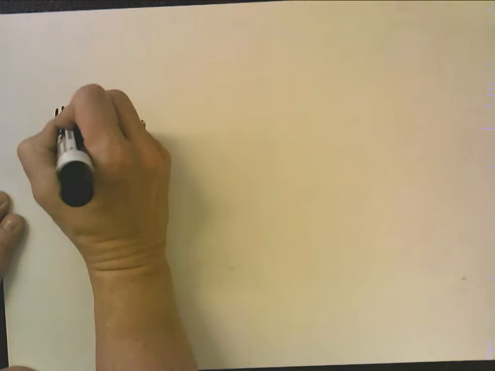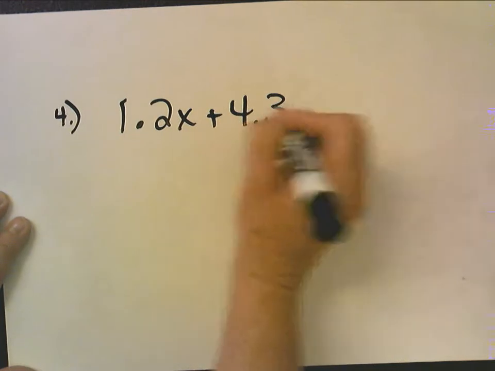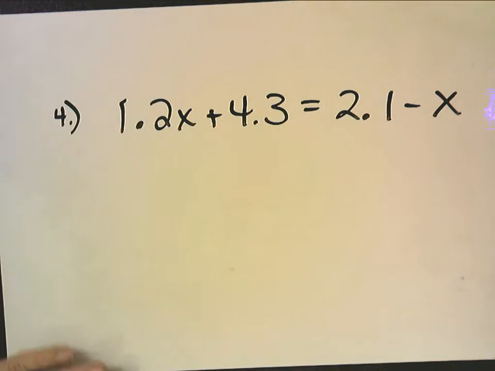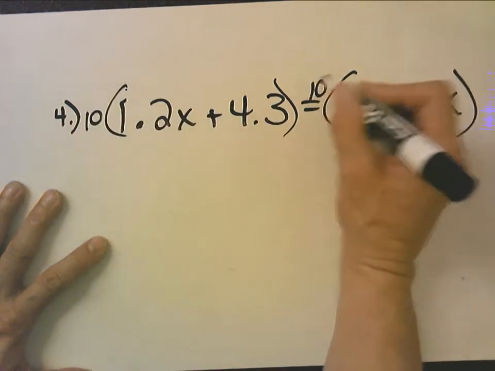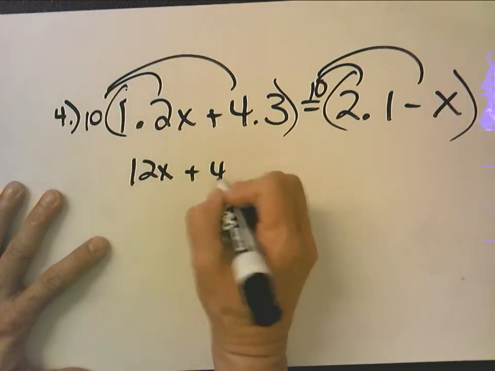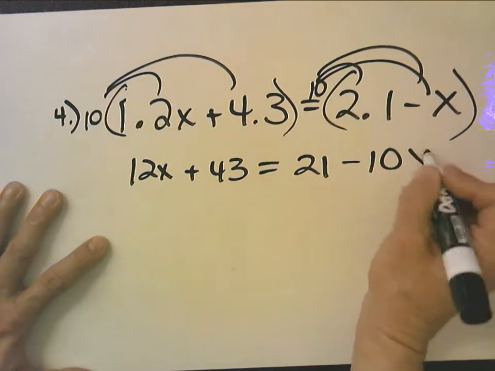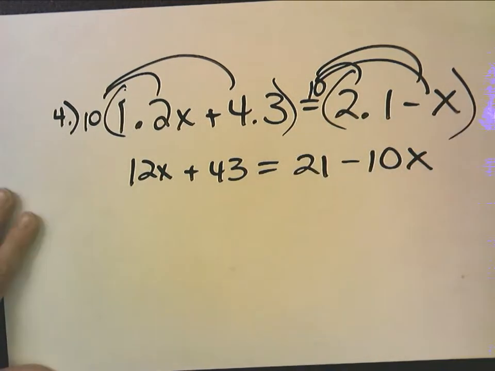Okay. Now, for number 4, I have 1.2x plus 4.3 equals 2.1 minus x. Now, I don't like to deal with decimals, so I'm going to multiply every term by 10. Now, the most common mistake here is you multiply all the terms with decimals, but you forget to multiply the x because you're not thinking about it, because you're like, well, it doesn't have a decimal I have to get rid of. But you have to distribute the 10 to the negative x too.